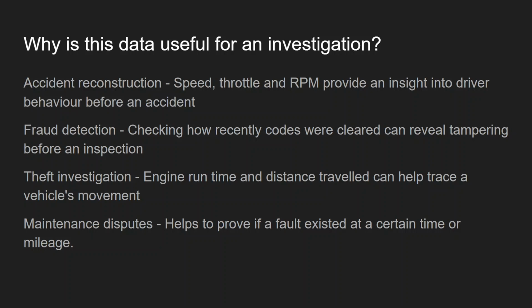So from the top we've got accident reconstruction. Speed, throttle and RPM can be used to paint a picture of a driver's behaviour before an accident. We can see if they're driving rash or fast, which is obviously useful. Then fraud detection. We can see how recently codes have been cleared, which could reveal tampering. And theft investigation. With engine runtime and distance travelled, you can help piece together a vehicle's movement after it's been stolen.